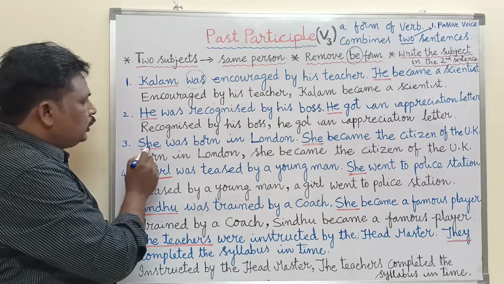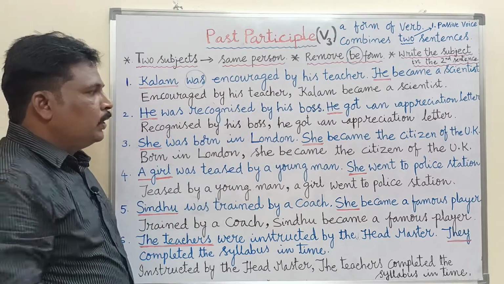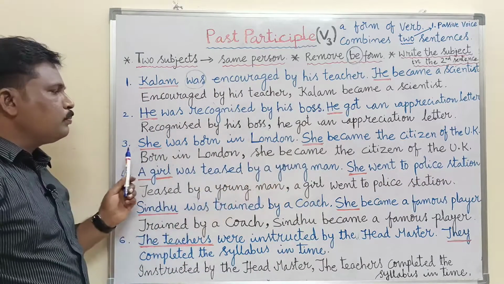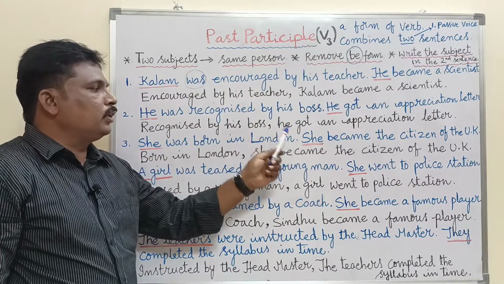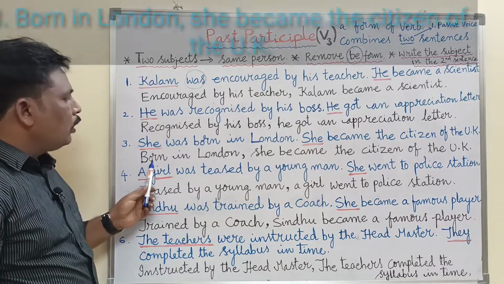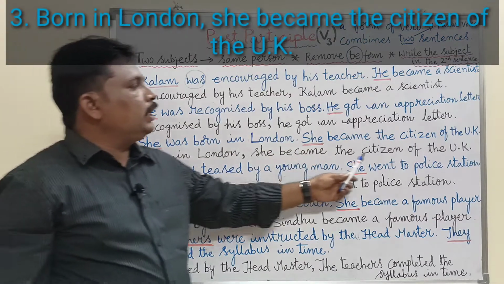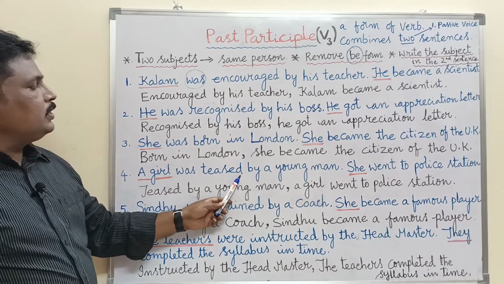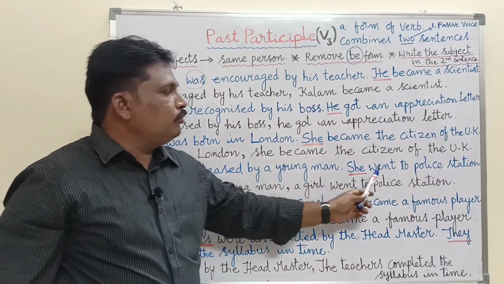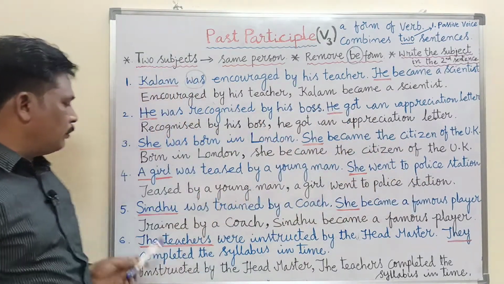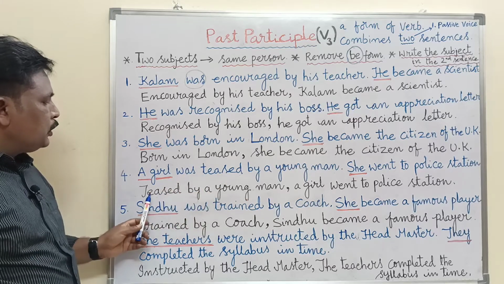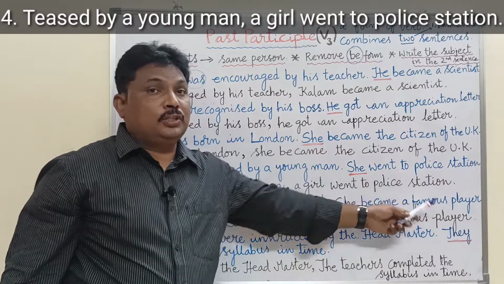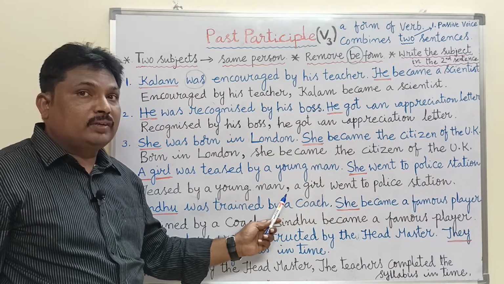Third example: She was born in London. Full stop. She became the citizen of the UK. Full stop. Two sentences, same subject, two subjects refer to the same person. So: born in London, comma, she became the citizen of the UK. Fourth example: A girl was teased by a young man. Full stop. She went to the police station. Full stop. V3 is teased. Teased by a young man, a girl went to the police station. Don't forget to put a comma after the first clause.